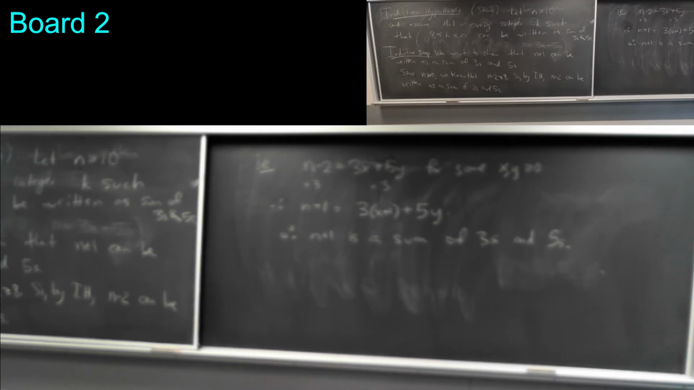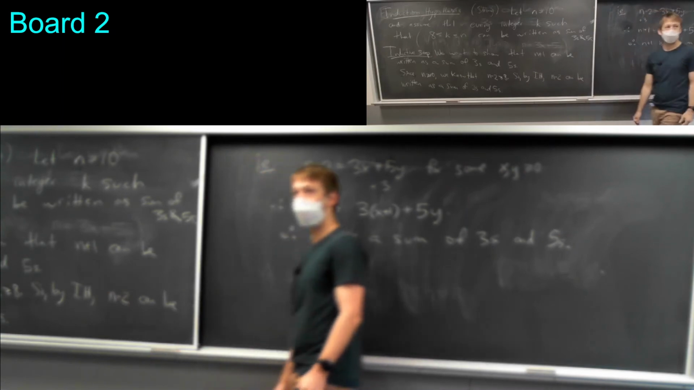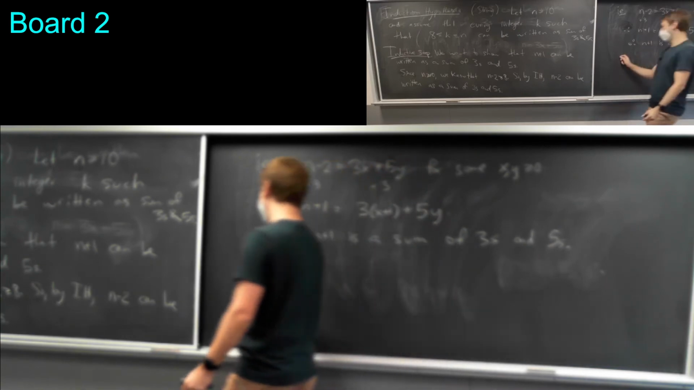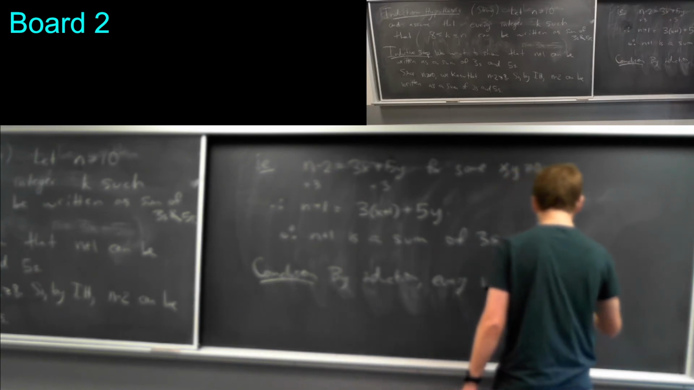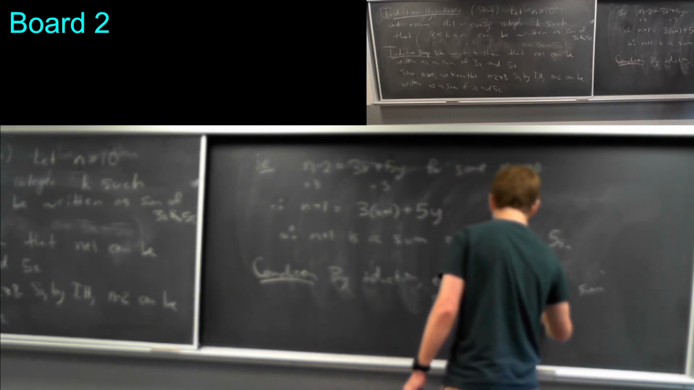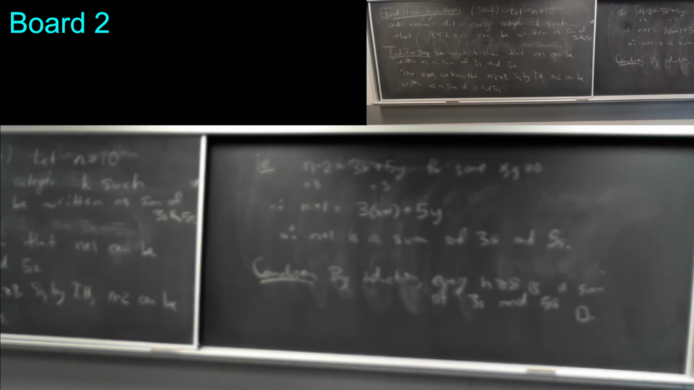Is this weird? A little bit weird, right? Because usually in these induction things, we use the case for n to derive n plus 1. But here we're using n minus 2, which is a little weird, but yeah. So the conclusion is that n plus 1 is a sum of 3's and 5's. Okay. Any questions about that?